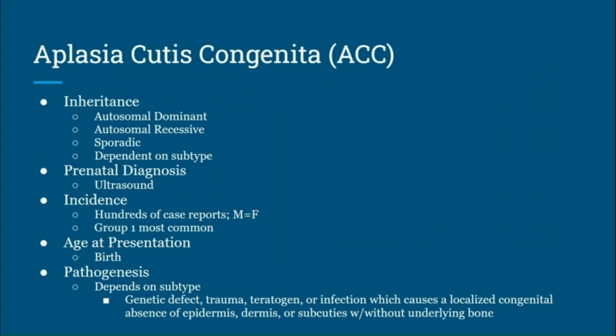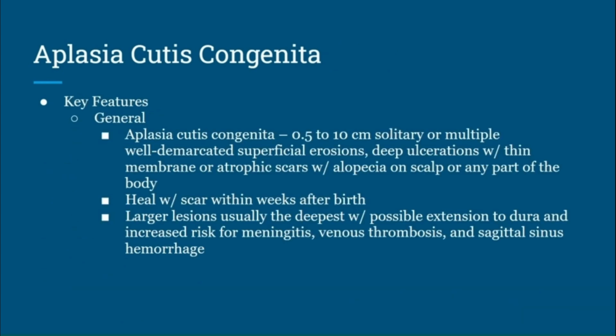All right, moving on, we have aplasia cutis congenita here. This can have various inheritances. You can diagnose this with ultrasound as well, and ultrasound is going to be more of your go-to. The pathogenesis is specific for the subtype, so it's hard to narrow down exactly here. But it could be genetic, it could be trauma, it could be teratogen, it could be infection, and those all cause a localized absence of one of the following: epidermis, dermis, subcutis, with or without underlying bone.